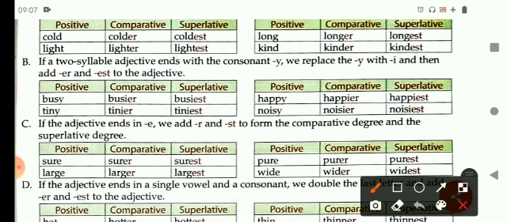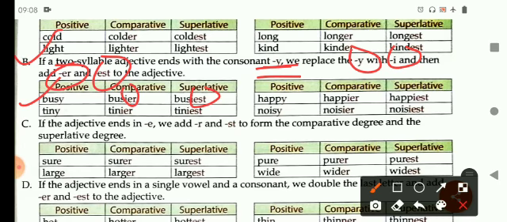Now in rule number 2, B1, let's see, if two syllable adjectives end with a consonant and y. If any adjective ends with consonant y, we replace y with i and then add er, est to the adjective to make the comparative and superlative degree. Example, the word busy ending with y. Here y is replaced with i, and by adding er it has become the comparative degree, busier, and by replacing y with i and adding est we make the superlative degree, busiest.